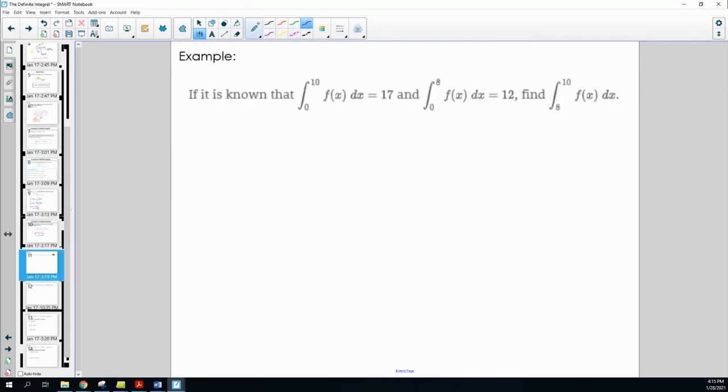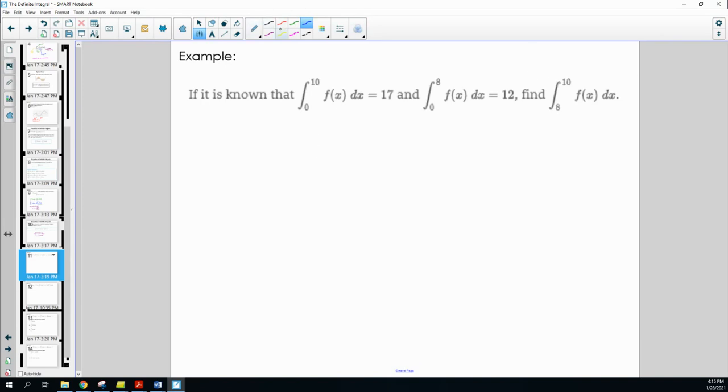So let's look at this example. It is known that the integral from 0 to 10 of f of x dx is 17, and the integral from 0 to 8 of f of x dx is 12. Find the integral from 8 to 10 of f of x dx.